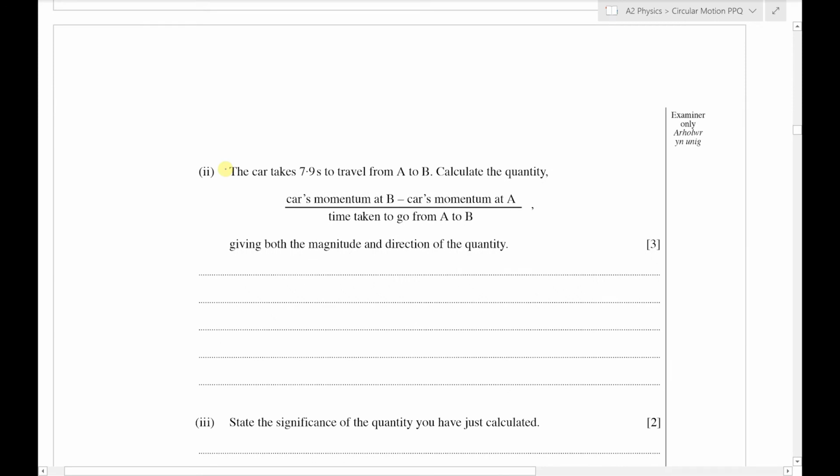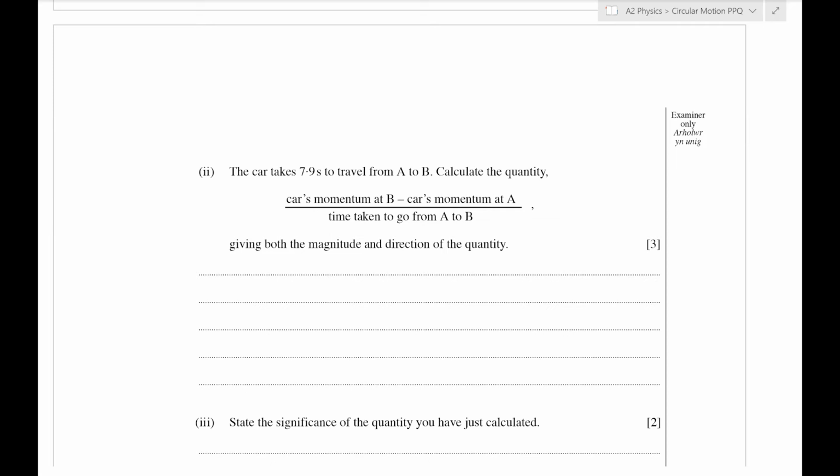Next, it tells us that the car takes 7.9 seconds to travel from A to B, and we've got to calculate the quantity: the car's momentum at B, take away the car's momentum at A, over the time taken to go from A to B. So the top bit is basically the change of momentum, and whenever we find a change, it's always final take away initial, as we have in the question here. But we've got to remember that momentum is a vector quantity.